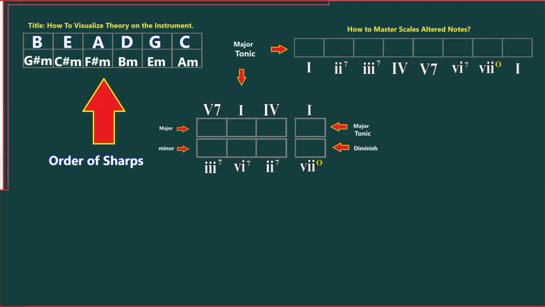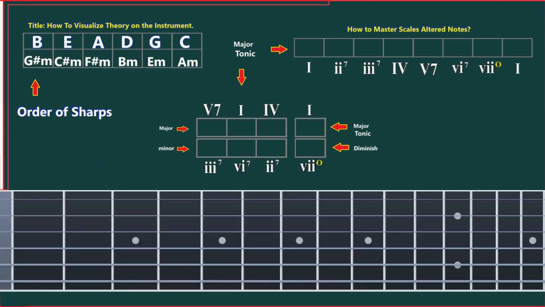This perspective is more intuitive for guitarists because you're not just memorizing theory. You're seeing it and hearing it in real time. The full 12-tone cycle in fourths. Here is the complete cycle of all 12 tones arranged in fourths.